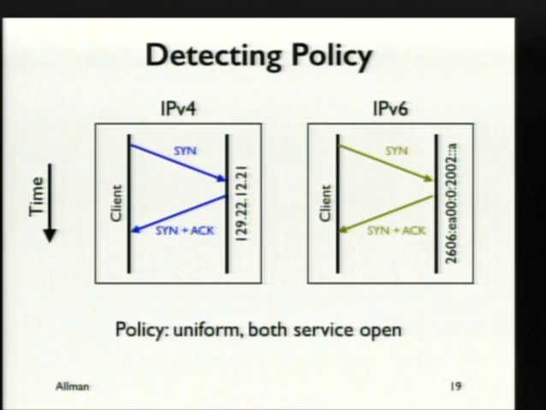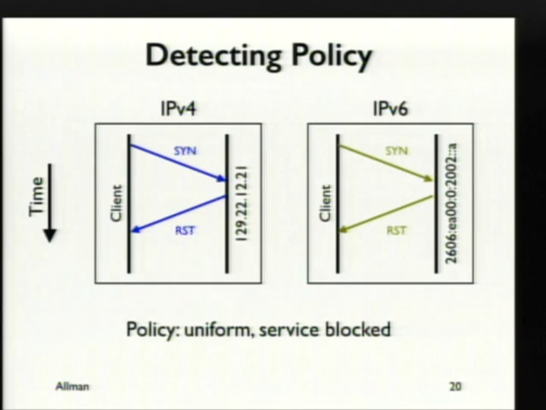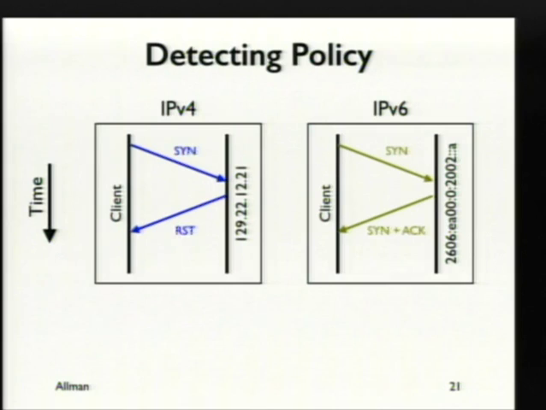If we get this case where we send a SYN and we get a reset back from both, we say, okay, the policy is still uniform. Both are acting in the same fashion. But now the service is blocked. Somebody's telling us to go away. This isn't the only way to tell us to go away, but this is an example. And then this is the one where there's actually a policy difference. So with IPv4, we send our SYN, we get a reset back. It says, no, go away. With IPv6, we send our SYN, we get a SYNACK back. It says, sure, I'll talk to you. And this is the back door from the title of the talk. IPv4, go away. IPv6, come on in.